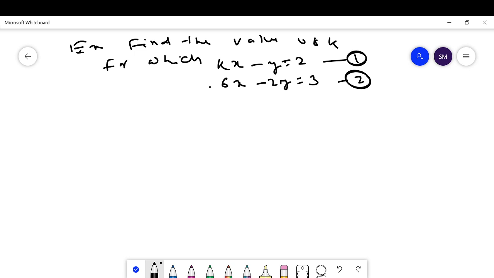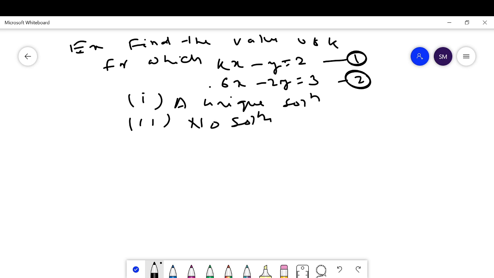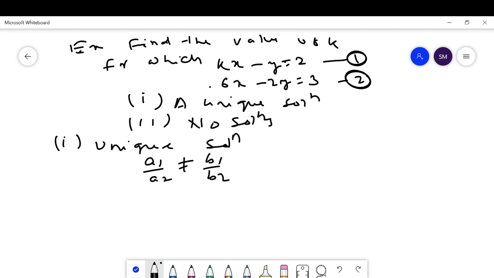Find the value of k for which the system has a unique solution, and second, no solutions. First the unique solution. For unique solutions, we know the condition: A1 upon A2 is not equal to B1 upon B2. Here the equations are kx minus y minus 2 equal to 0, and 6x minus 2y minus 3 equal to 0.